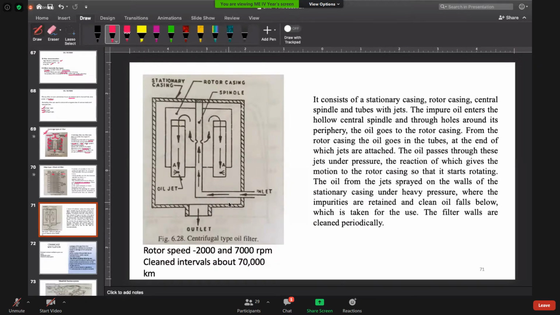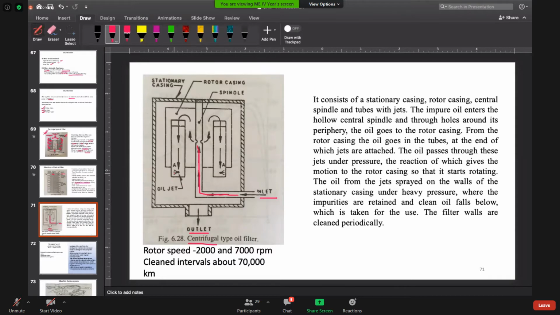Now this is the last type of our oil filter, called the centrifugal type of oil filter. As the name clearly suggests, centrifugal force will be acting over here to filter out the impurities in the oil flow. Okay, so how is it working? There must be one inlet, there must be one outlet. Okay, so here you can see the oil is moving into this area, and then it is going to another, what we can say, a tube. This is a tube in which you can see some oil jets are there.